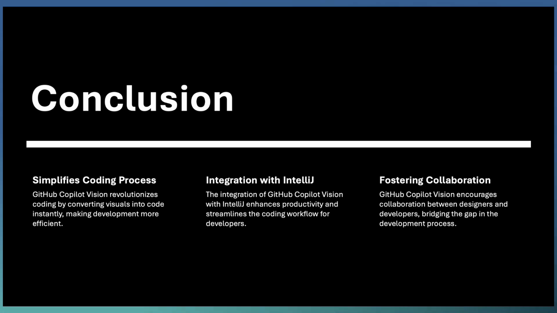That is the power of GitHub Copilot Vision in IntelliJ, transforming how we build software one diagram at a time, from architecture to API, from hand-drawn sketches to fully functional code. Copilot is bridging the gap between designers, architects, developers, and testers.